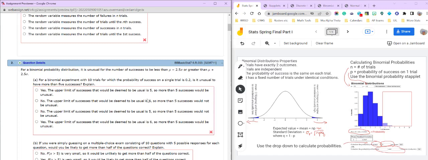So for a binomial probability distribution, it is unusual for the number of successes to be more than 2.5 standard deviations away from your mean. That's what mean minus 2.5 sigma means right here. So you go 2.5 standard deviations below your mean, and it's also unusual to be higher than 2.5 standard deviations above your mean. So for a binomial experiment with 10 trials, for which the probability of success is 0.2, is it unusual to have more than 5 successes?